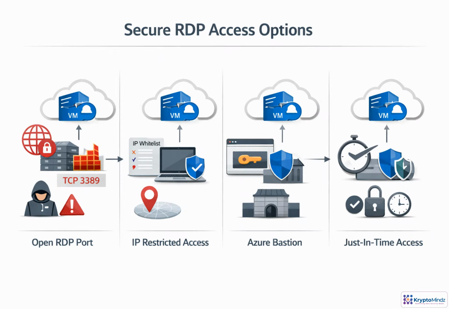Remote desktop is powerful, but an open 3389 port is basically an invitation to constant attacks. At minimum, restrict RDP by source IP, so only trusted locations can connect, and use it only temporarily. A stronger option is Azure Bastion, which keeps RDP off the public internet entirely and uses the browser instead. For maximum protection, layer just-in-time access, so RDP opens only when needed for specific users and auto-closes afterward.